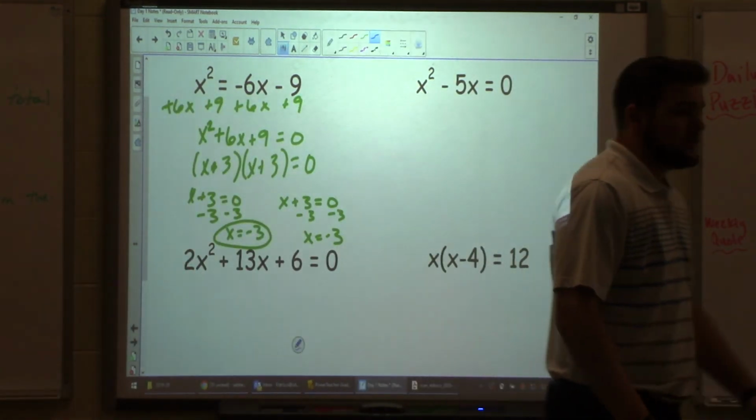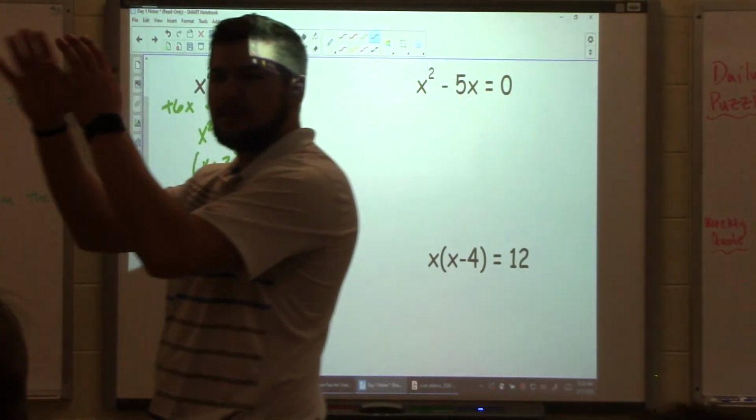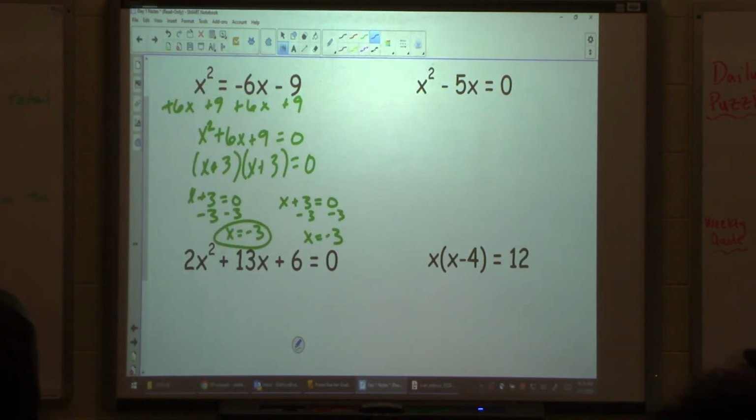Alright, next one: x squared minus 5x equals 0. Well, I have x squared and x. It's already equal to 0, right? So I'm going to factor from here. What do I factor from here? I'm not going to factor into 2 parentheses, am I? But what else can we factor?